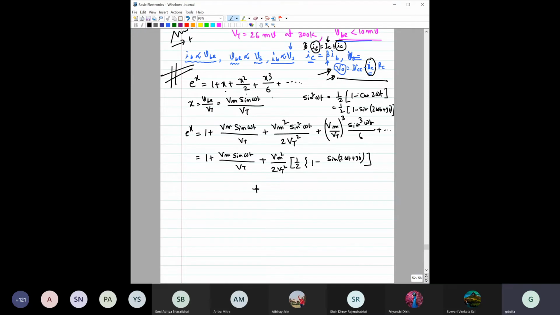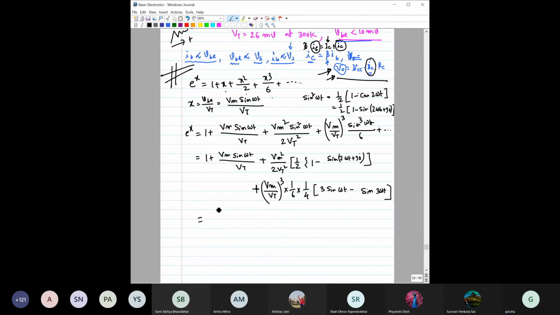3 sine omega t minus, you can expand sine of 3 omega t, right? Then you have a term of this sine cube omega t. So sine cube omega t, you can write in terms of that formula, right? So if you do that, then it would come like this. So it is Vm by Vt, this into 1 by 6. Now I am writing this part. This part would be 1 by 4, 3 sine of omega t minus sine of 3 omega t.